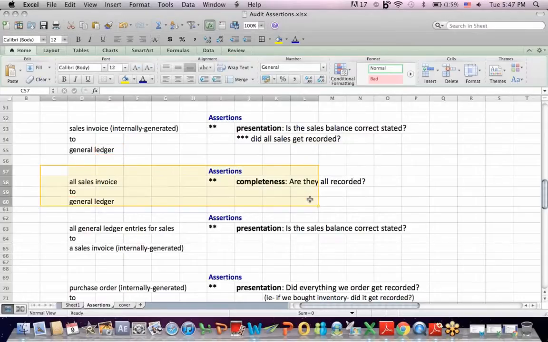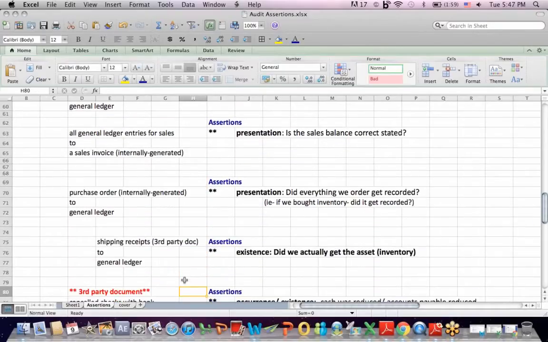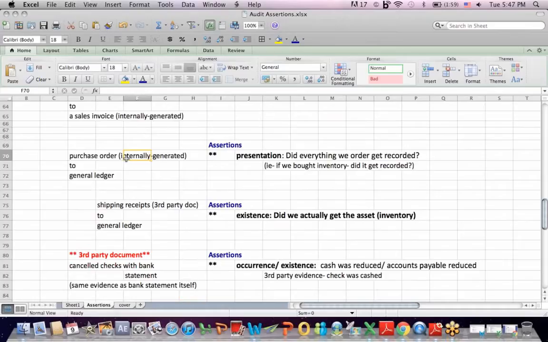Could also have to do with completeness. Does the general ledger contain all of the sales invoices that you generated? So we do that a couple of times, and then if I slide down here, how about a purchase order that you internally generate, authorizing someone in your organization to go buy something, and you trace all of those to the general ledger? Well, that has to do with presentation.